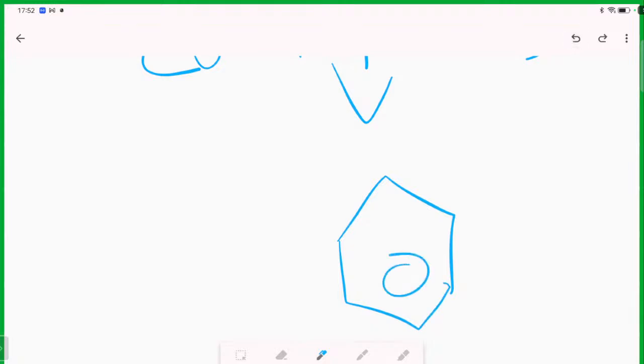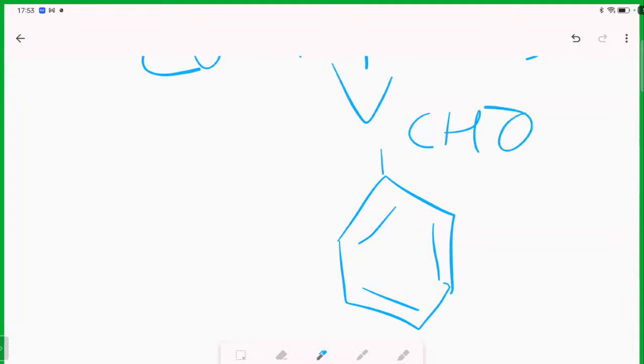For clarity, let's write it well. Gattermann-Koch, benzaldehyde. Okay, so this is how by different processes we get different sorts of ketones and aldehydes. We have covered most of the things which we are supposed to do today, right?